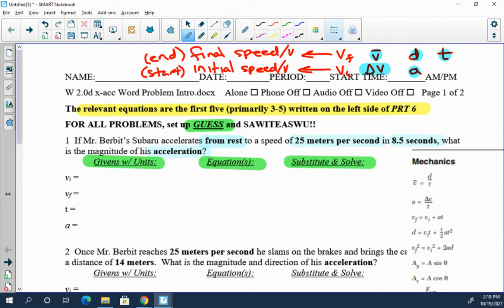From rest. Rest is defined. This word rest means v equals 0. Speed or velocity is 0.